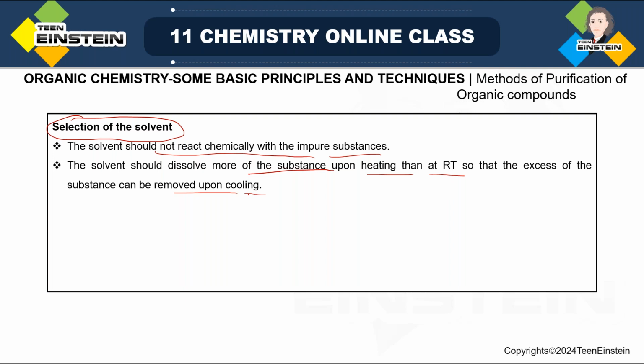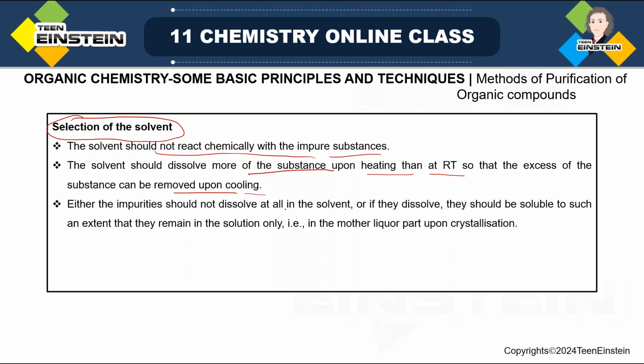But it is better if at room temperature it does not have very good solubility, and you can still see some solid. Then you heat it and get a clear solution. Now you keep it and wait so that it comes to room temperature, and then you can see crystals.